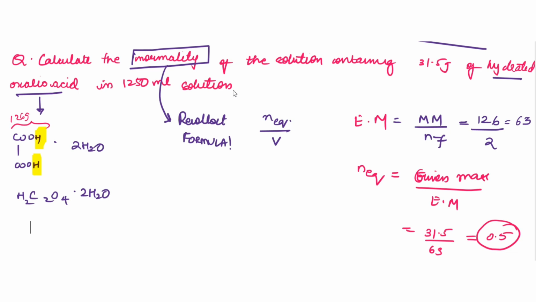So for normality, we just found the number of equivalents, which is 0.5. By volume, we have given 1250 in ml, so into 1000. So normality is 0.4 N. So that's the final answer. So understood? So shall we move on to the next concept of the class?